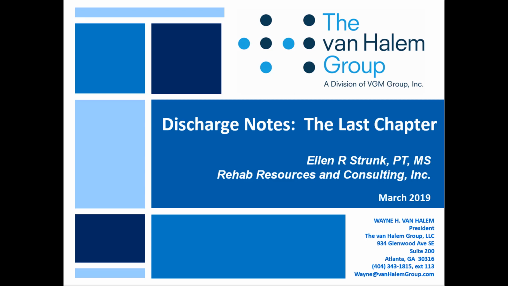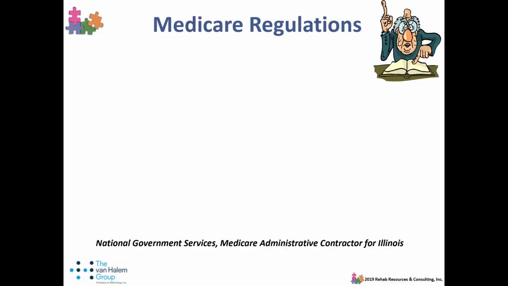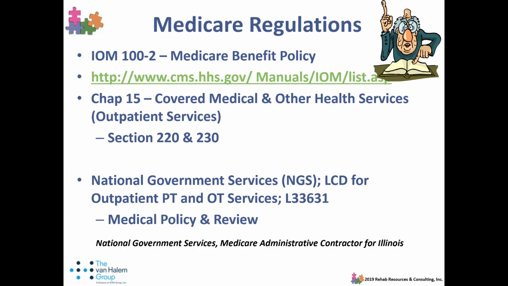This module is on documentation of the discharge notes. All of the documentation requirements and guidelines are found in the Medicare Benefit Policy Manual. Manual 100-2 includes more than 20 chapters, and Chapter 15 is the one that describes what is required in outpatient PT, OT, and ST services.